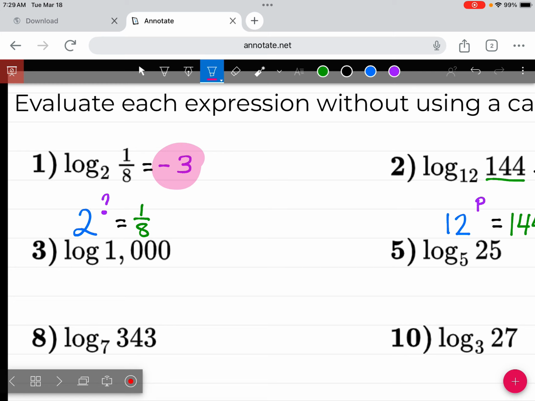Number 3. So common log of 1,000 equals what? 3. Because this is our base of 10, we're trying to figure out this power to know when it equals our argument of 1,000. And 10 to the third equals 1,000.